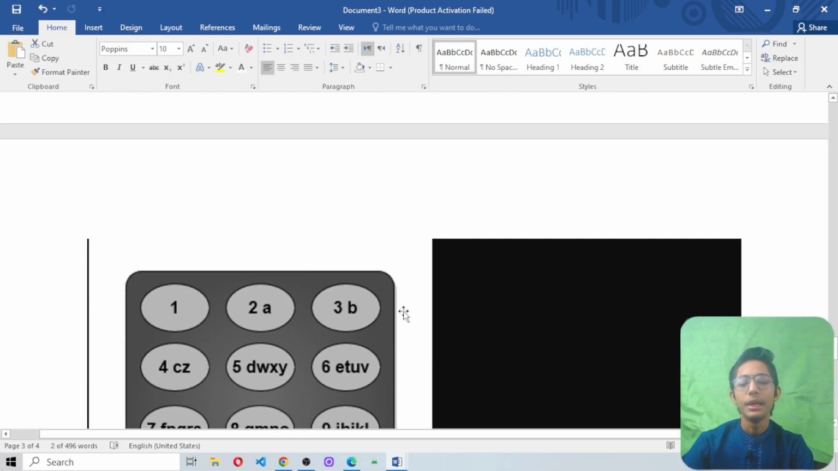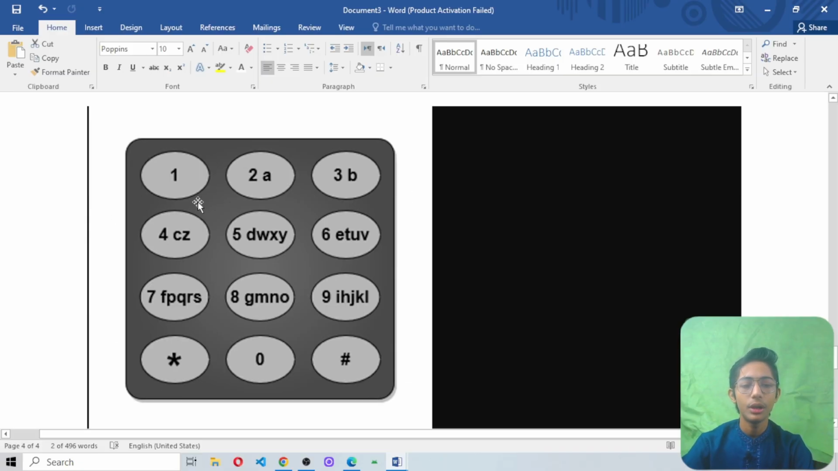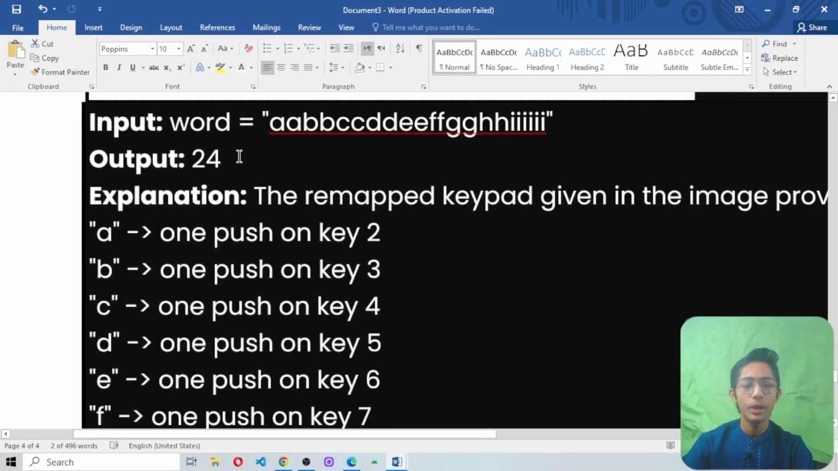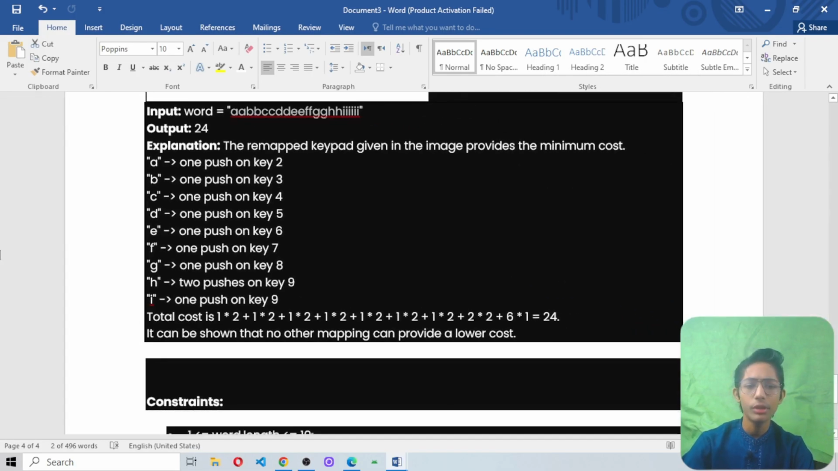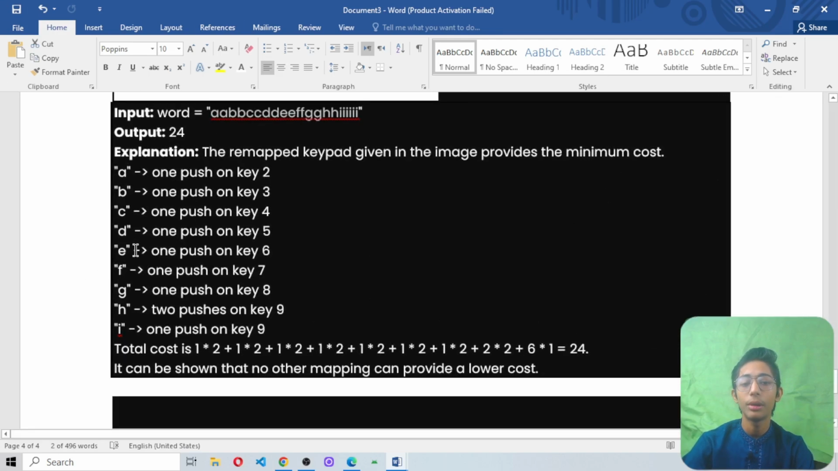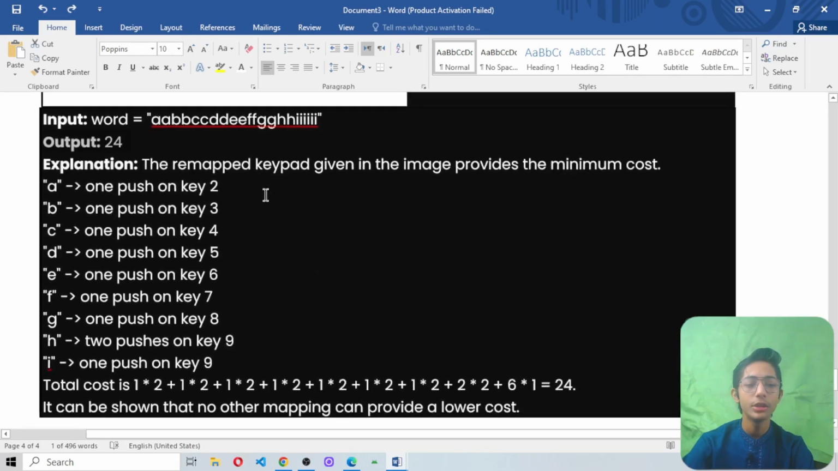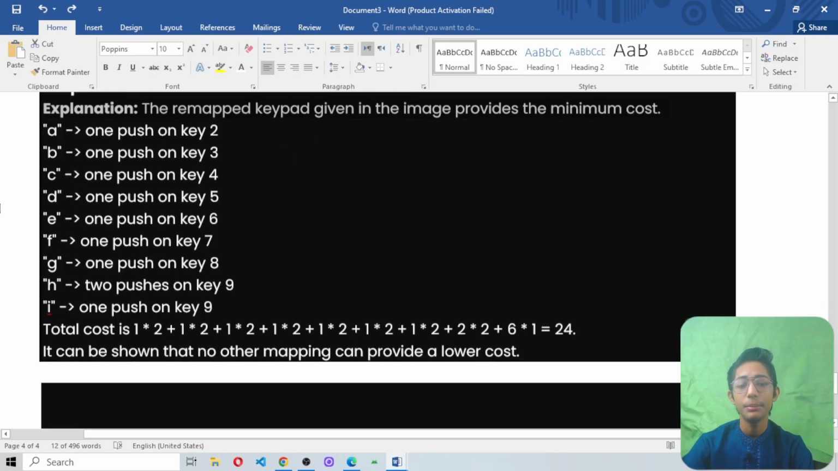Example number 3. Here you have the same diagram, 1, 2a, 3b, 4c, this type of thing. And here he gave one string by the name of word in which he wrote a, b, c, c, d, d, e, f, f, g, g, h, and then i. It means that here he wrote the same letters double or triple times. And the output is 24. Why? Because the remapped keypad given in the image provides the minimum cost.